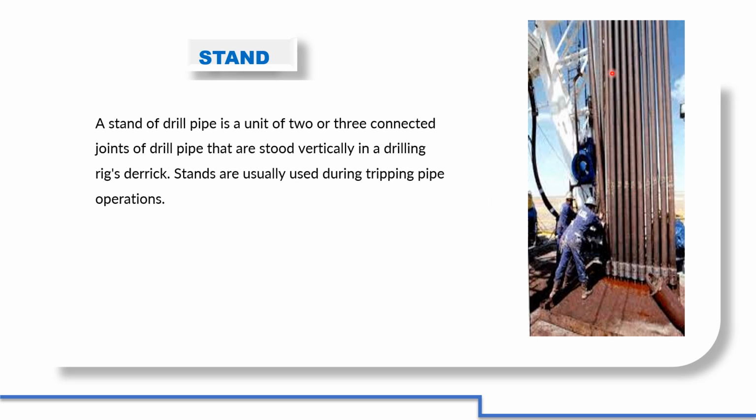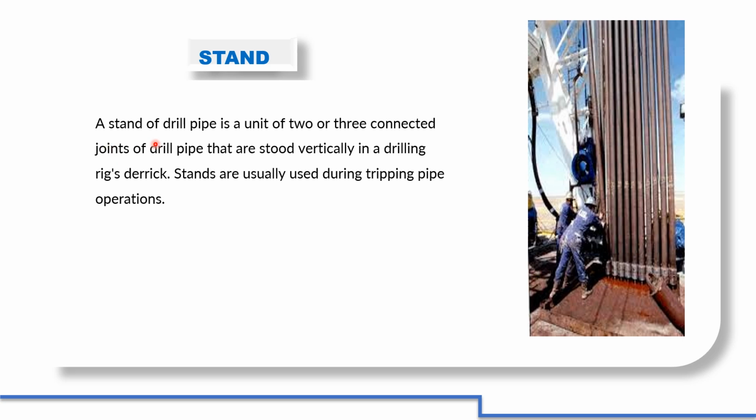Now the stand. What is a stand actually? In the last video I talked about the stand pipe. The stand pipe is a different thing, and the stand is a different thing. Stand pipe is a rigid pipe which is attached to the side of the derrick, and that is a part of the mud circulating system. But this stand is a different thing, and we will see.